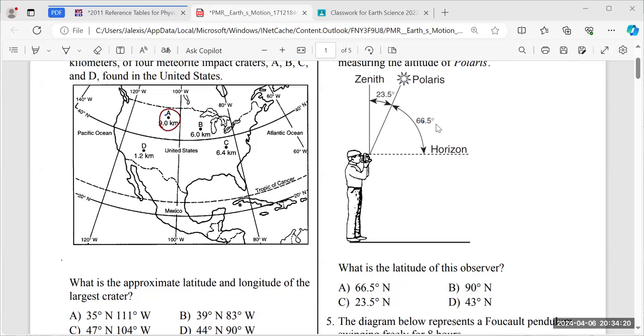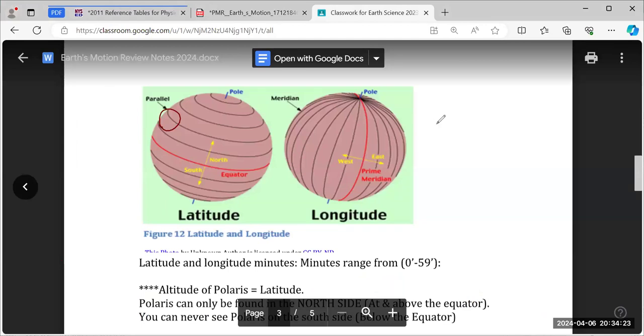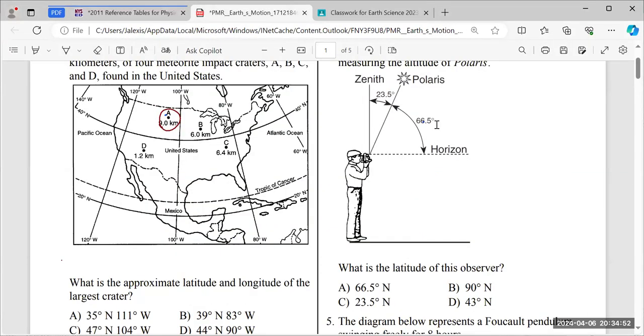If you take a look at our note sheet real quick, we can see right here that latitude lines run across, and longitude lines run up and down. Latitude lines measure north and south. Longitude lines measure east and west. That's also in your note sheet. So, getting back to the question, I'm going to measure my latitude first, and the latitude I look at first is A.